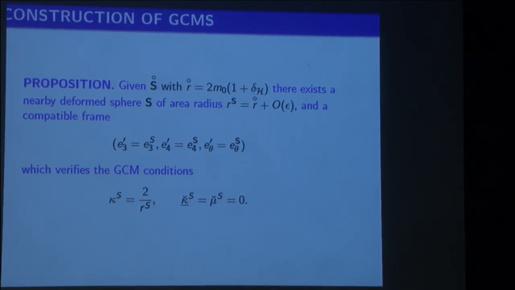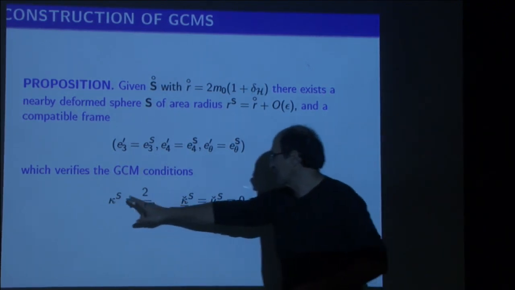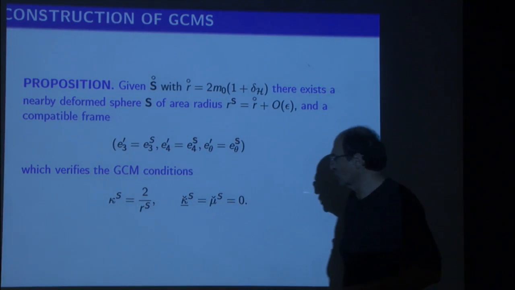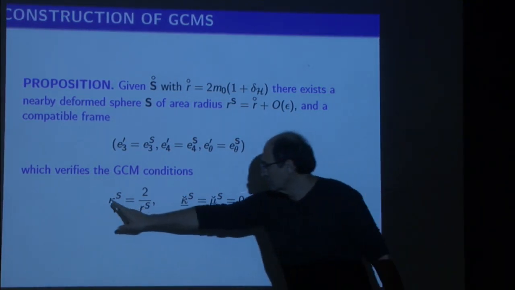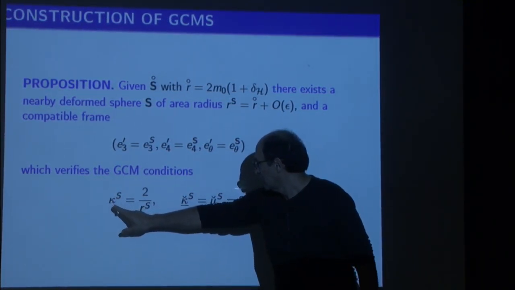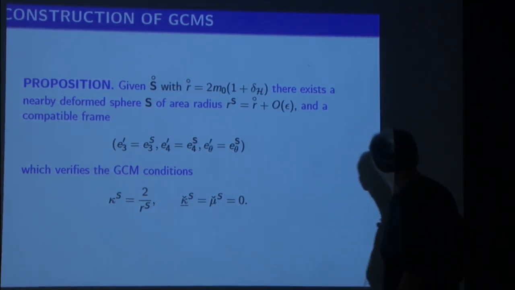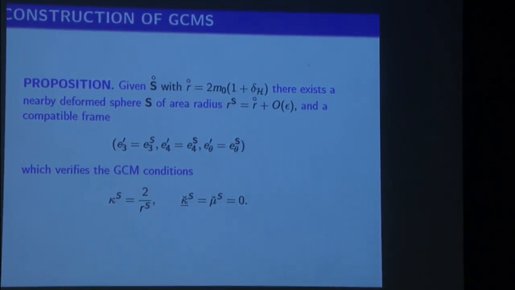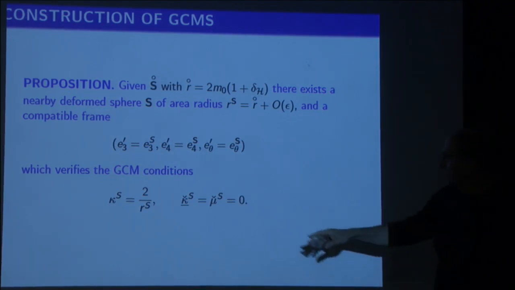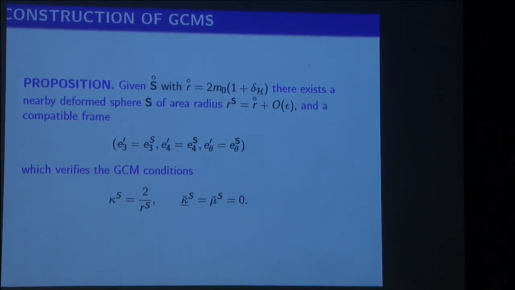So the compatibility, and of course, verifies this fact which I mentioned earlier, that this is trace chi, which is 2 over r over s. This is trace chi bar. So this kappa is actually trace chi. Kappa is trace chi, and kappa bar is trace chi bar. And mu is this. No, this is actually the actual trace, yes?